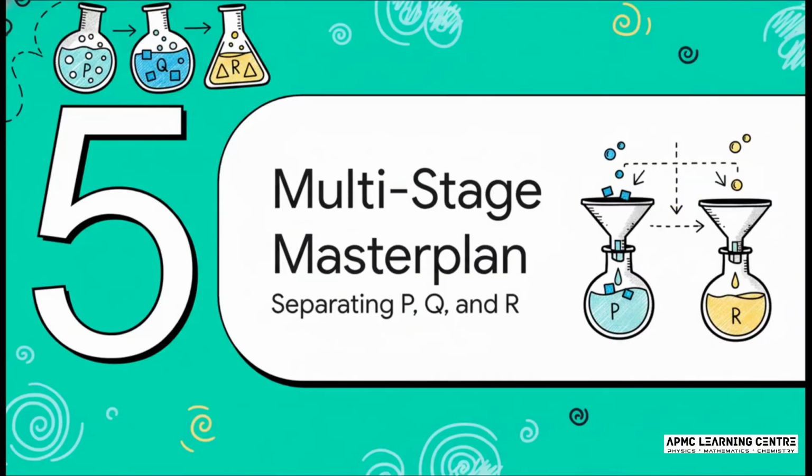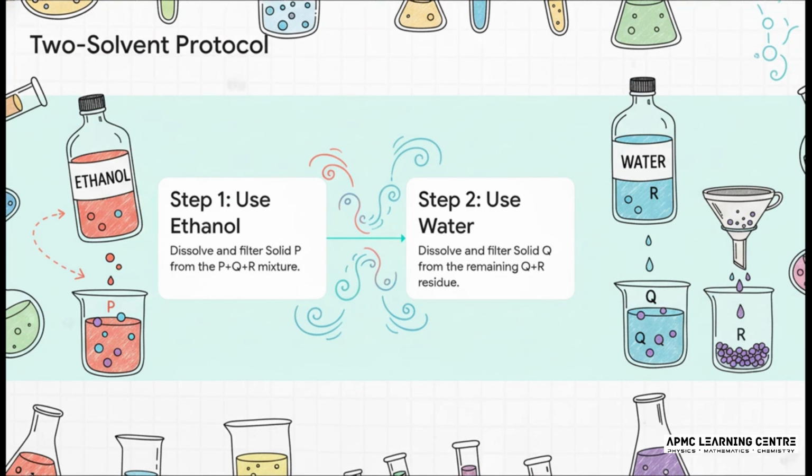All right, it's time for the final boss. We've got a mixture of all three solids, P, Q, and R, all jumbled together. A single solvent isn't going to cut it this time. For this, we're going to need a multi-stage master plan. So here's our strategy, our plan of attack. It's a two-step process. First, we're going to use ethanol specifically to pull out solid P. Then we'll take what's left over and use water to separate Q from R. Ready? Let's walk through it.